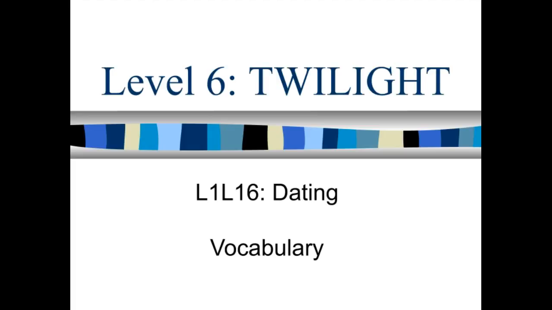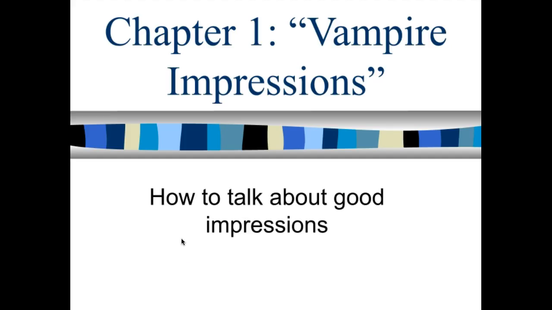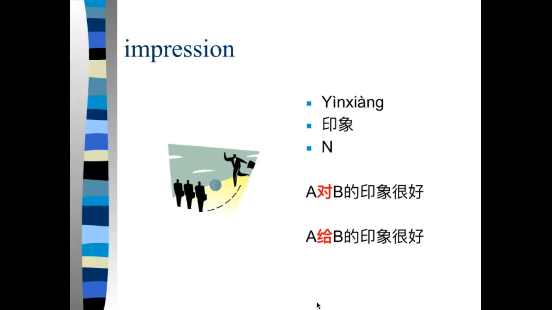Okay, and welcome to the first lesson of Level 6, Twilight, or Lesson 16 in Level 1, Part 1 of our textbook, Dating. We need to know a couple vocab words for the first lesson, which is how to talk about good impressions. The first word we need is impression, which is 印象.